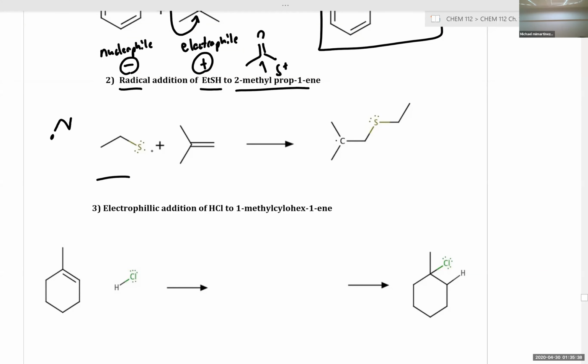So what we're gonna do is we're gonna take our radical and we're gonna fish hook push it to form a bond with this carbon. Now we need 2 electrons to form a bond. So we're gonna use our fish hooks and we're gonna take our 2 electrons in this double bond, push one to form a single bond, and the other to end up on our carbon. That was very good. The middle carbon is attached to 3 carbons, that's correct.